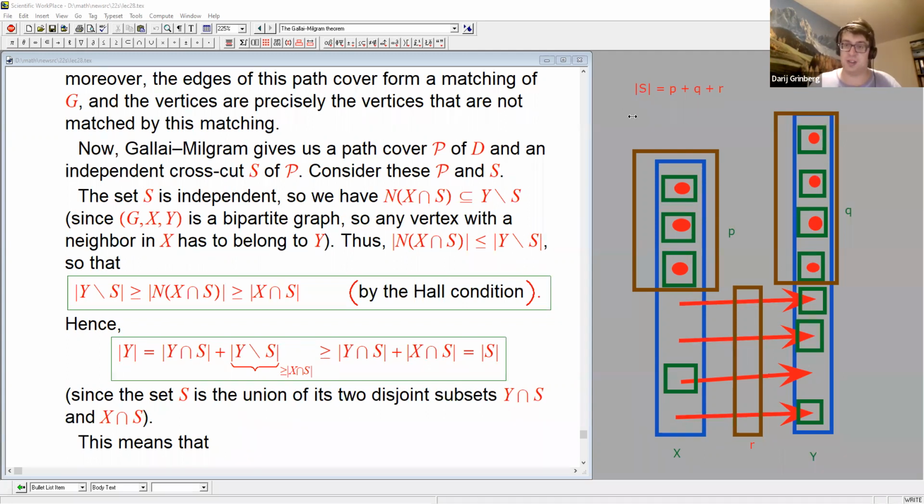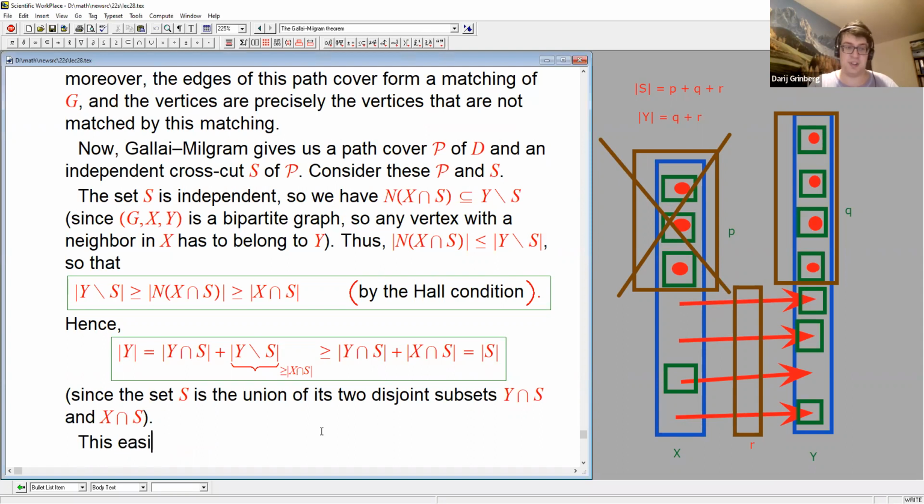On the other hand, the size of Y is Q plus R, because in Y you have the unmatched elements and you have the matched elements, whose number is the number of matched edges, which is R. So if the size of Y is to be greater or equal to the size of S, as we have here, then Q plus R has to be greater or equal to P plus Q plus R. And this is only possible if P is 0, which means this brown stuff on the left doesn't actually exist. And this means every vertex in X is matched.